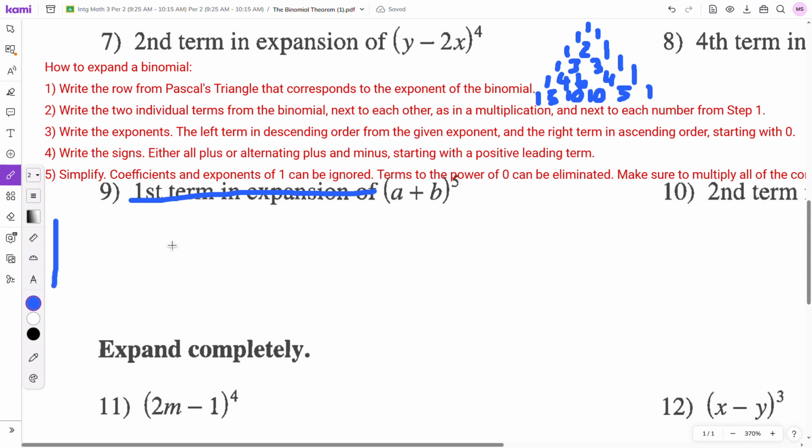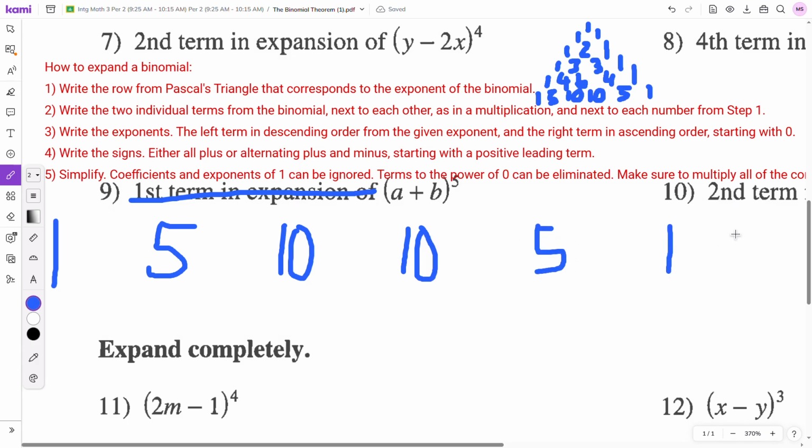So I'm going to write 1, 5, 10, 10, 5, 1. We have to leave some space between each one because we're going to fill that with a bunch of stuff, and hopefully it won't get too squished. But that's what step 1 is. Okay, so write the row.